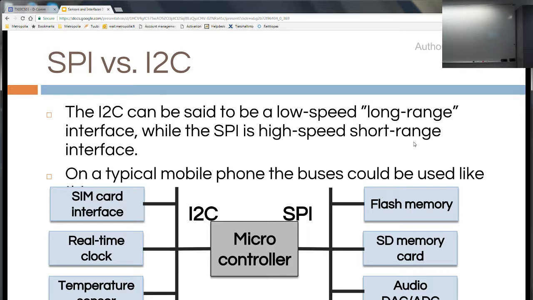Okay, real-time clock. Yeah, if you need a clock that deviates from the real clock only, for example, less than 1 second a year, then you need an external real-time clock. And the usual interface is the I2C. Temperature sensors, all kind of that kind of thing. So it said here typical mobile phone. Well, yeah, those kinds of buses are actually in between the devices.